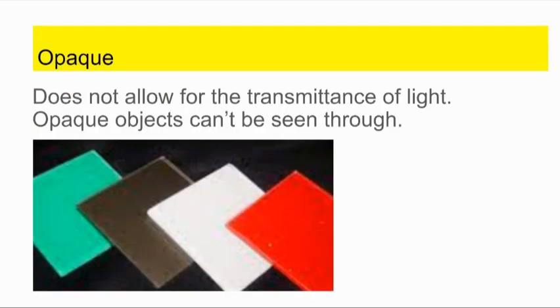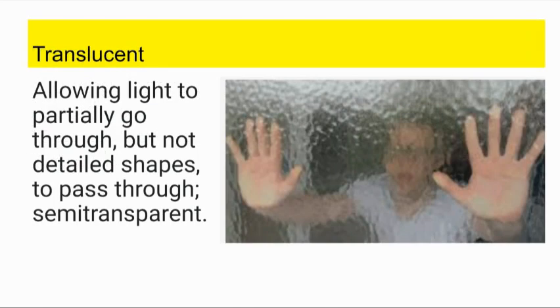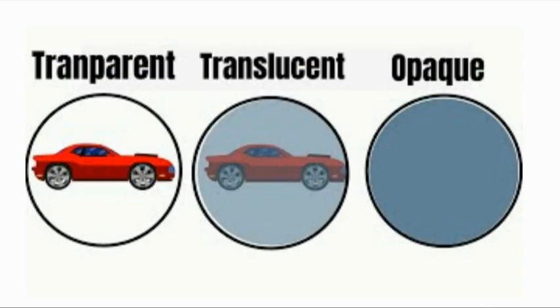So let's take a second to review some words. Opaque means it doesn't allow light to be transmitted through. Opaque objects cannot be seen through. Whereas transparent allows light to pass right through them. Objects can be seen through transparent materials. And translucent allows light to go partially through, but doesn't allow detailed shapes to pass through, so it's semi-transparent. Here are our three key vocabulary words: transparent, translucent, and opaque.